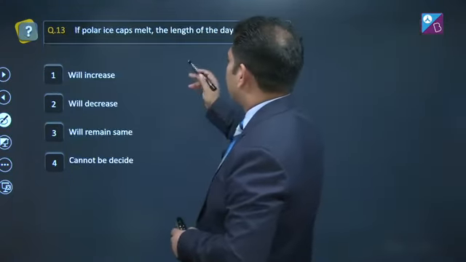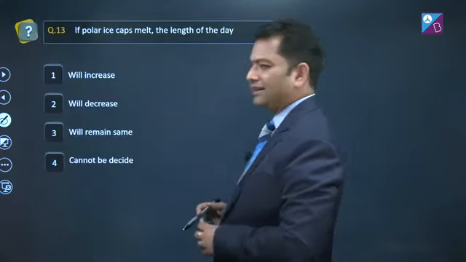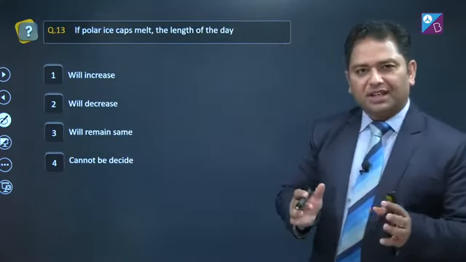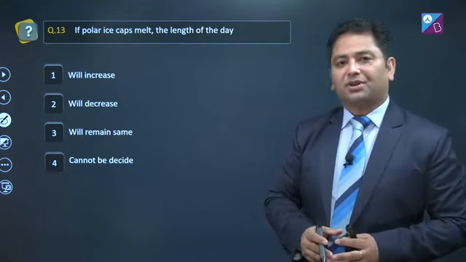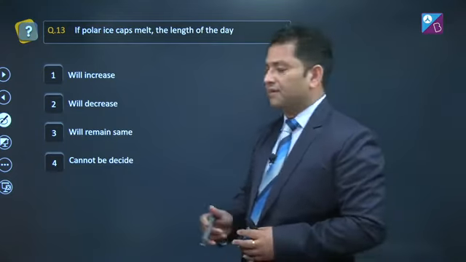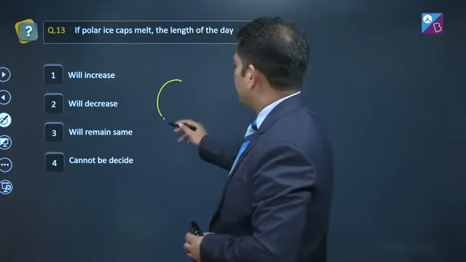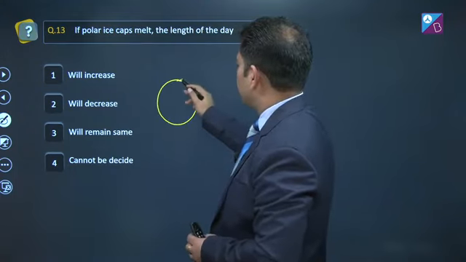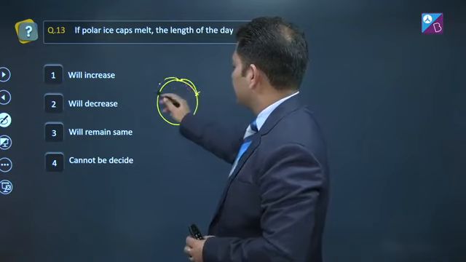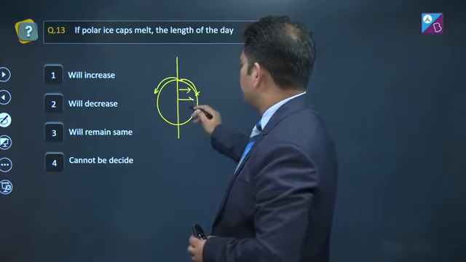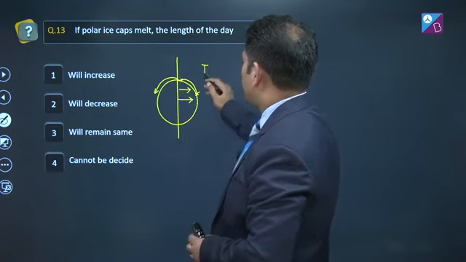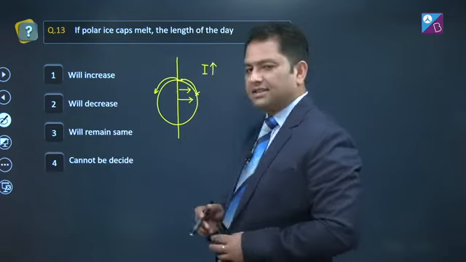Okay, question number 13. Polar ice caps melt, length of the day. ये तो एक straight forward question है. इस तरह के जो cases है, we discuss much in the concept of angular momentum conservation. When the polar ice melts, तो of course यहाँ से ये इस तरफ आ जाएगा. So distance from the axis that increases. ऐसा करने पर moment of inertia increases.